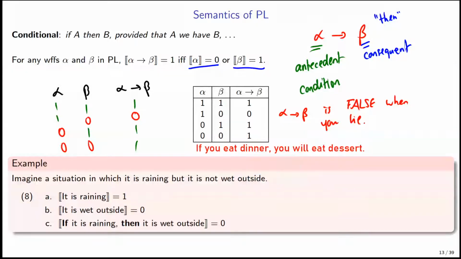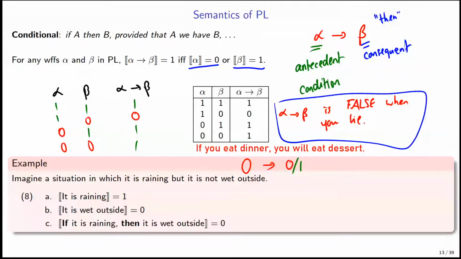Now, imagine I don't eat dinner at all. So if I don't eat dinner and I don't eat dessert, that's expected, whatever. We'll say it's true because I have not lied to you. But if you don't eat dinner, what's stopping you from eating dessert? That's okay too. It doesn't say what happens when you don't eat dinner. It just says what happens when you do eat dinner. So if you don't eat dinner at all, we say the conditional is true because I haven't lied to you.